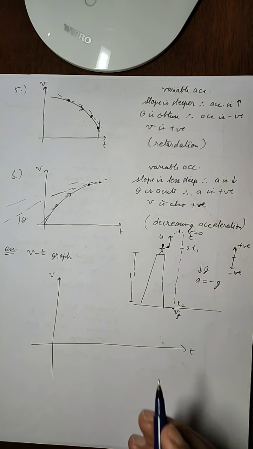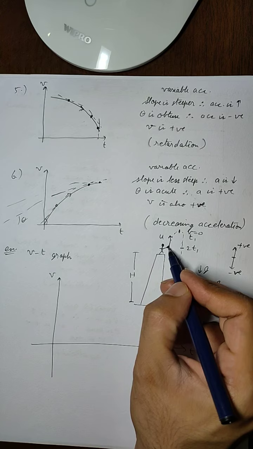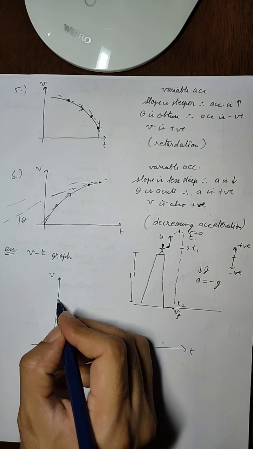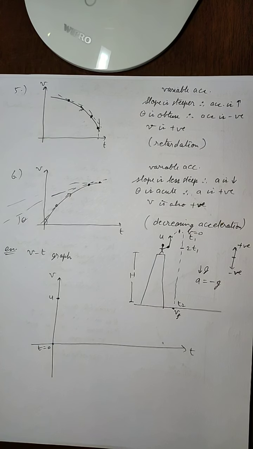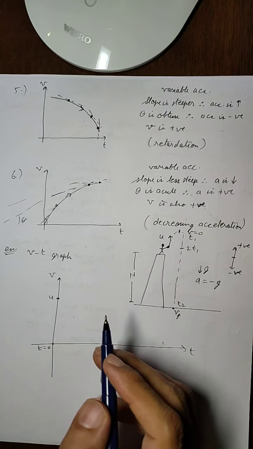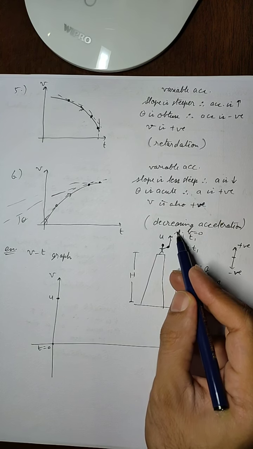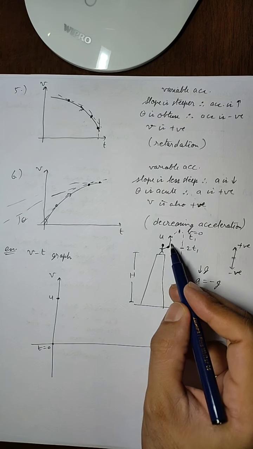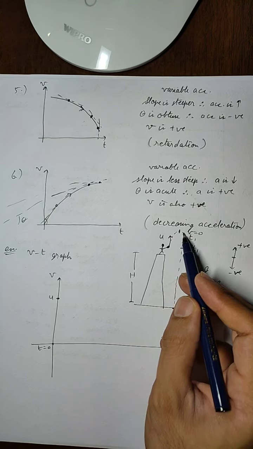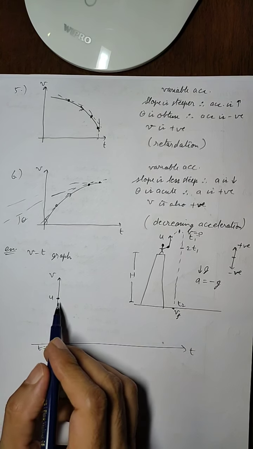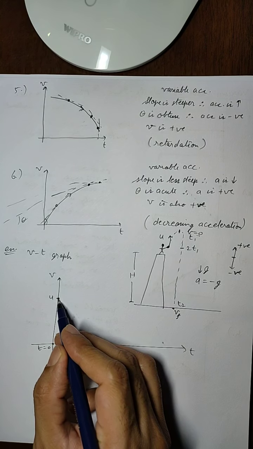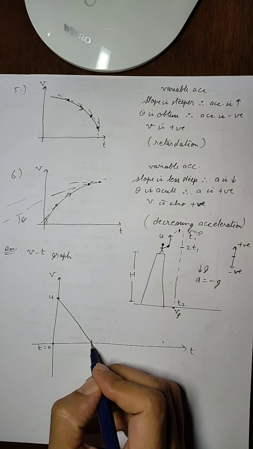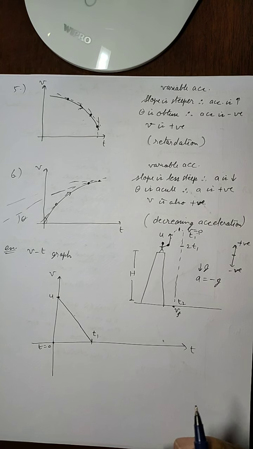if we plot the VT graph, then the initial velocity is u. So that means at time t equals 0, there is some value of velocity. So our graph will start from here. The initial velocity is u. After this, the velocity is constantly decreasing. There is a constant acceleration, the acceleration is uniform, there is a constant deceleration, and the velocity is decreasing till it reaches 0. So from u the velocity will decrease uniformly till it reaches 0. So it will be a straight line till it reaches 0 at time t1.